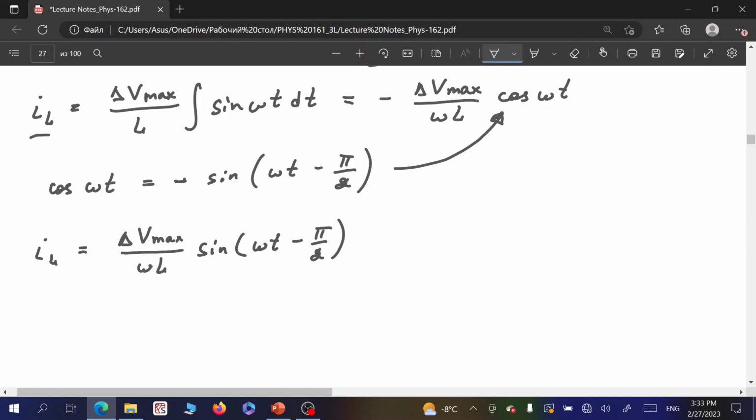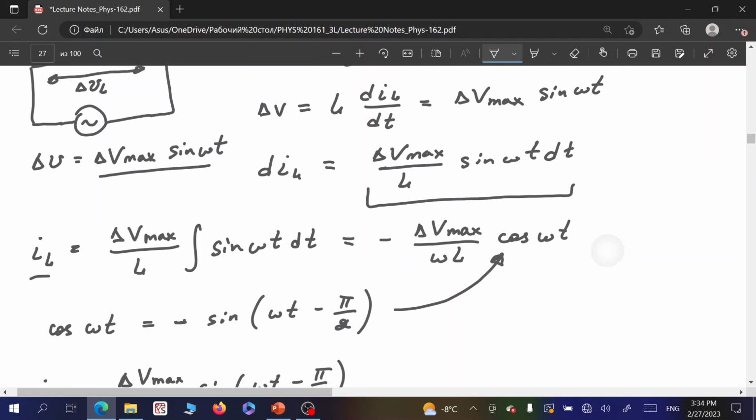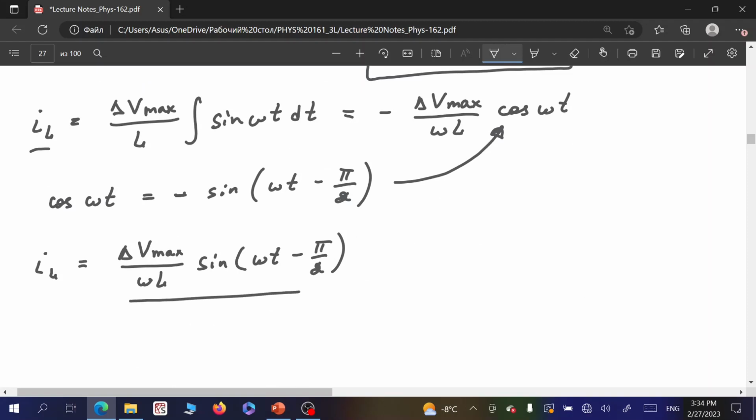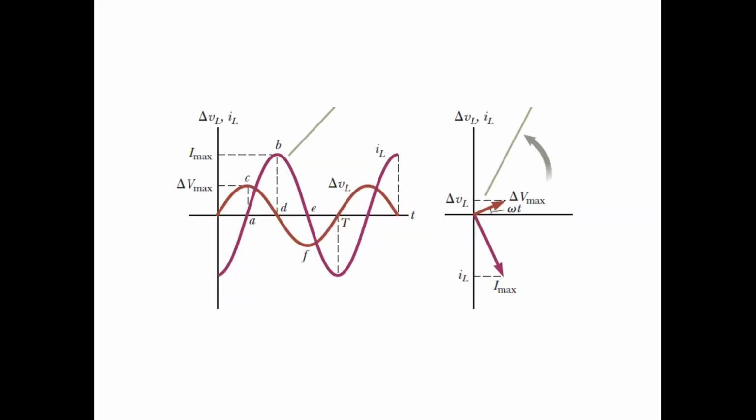So now we see that the voltage and current through the inductor are not in the same phase because we have this minus pi over 2. So the current will always be lagging behind the voltage by 90 degrees, or pi over 2. We can show it here on this slide. So that's how it looks.